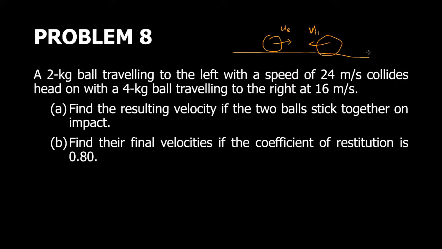Now, we put in the sign convention. We'll say that this side is the positive side, while this side is the negative side. Therefore, once we list our givens, for letter A: m sub 1 equals 2 kilograms, m sub 2 equals 4 kilograms.